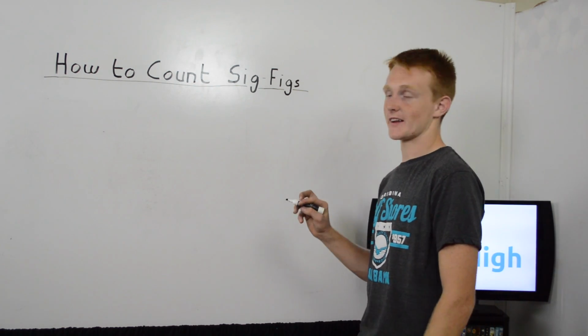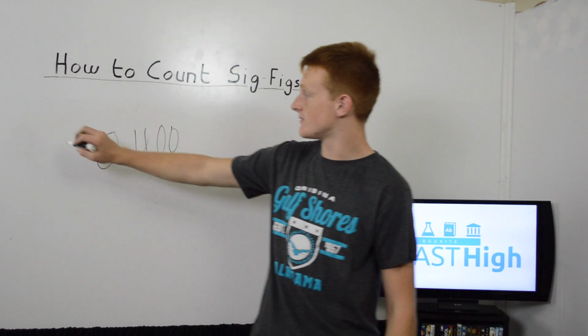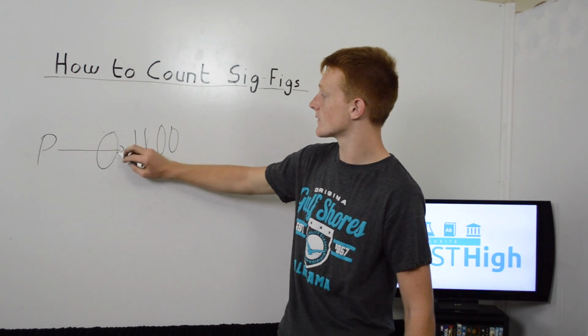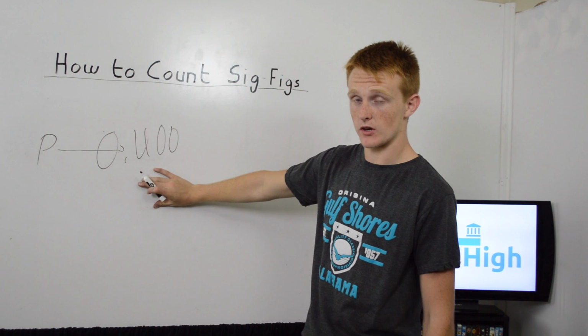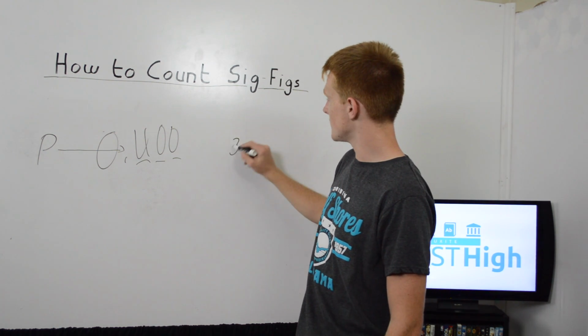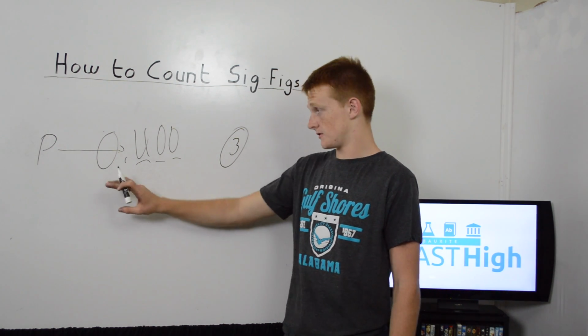If you have a number like 0.400, come from the Pacific side because your decimal is present. Skip the 0 and then start counting because you have your number higher than 0. 1, 2, 3. 3 significant figures, and you do count the zeros because your decimal point is present.